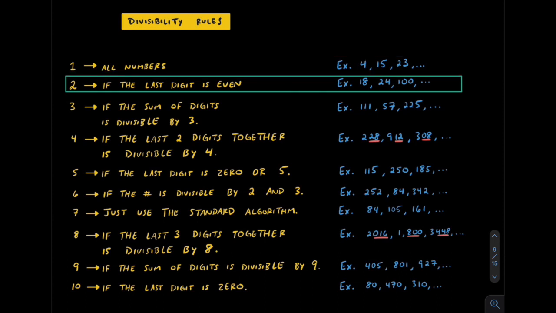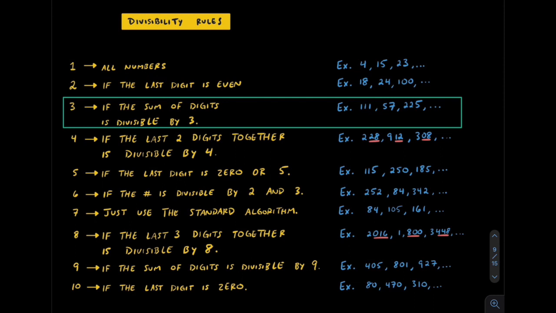Next, how do we know if a number is divisible by 2? Well, if it ends in an even number like 0, 2, 4, 6, or 8, then it's going to be divisible by 2. Then there's 3. This one is the first one that gets kind of cool. It turns out if the sum of the digits is divisible by 3, then the whole number is divisible by 3. For example, if you add up 1 plus 1 plus 1 here, you get 3. 3 is divisible by 3, so 111 is divisible by 3. 111 divided by 3 is 37.